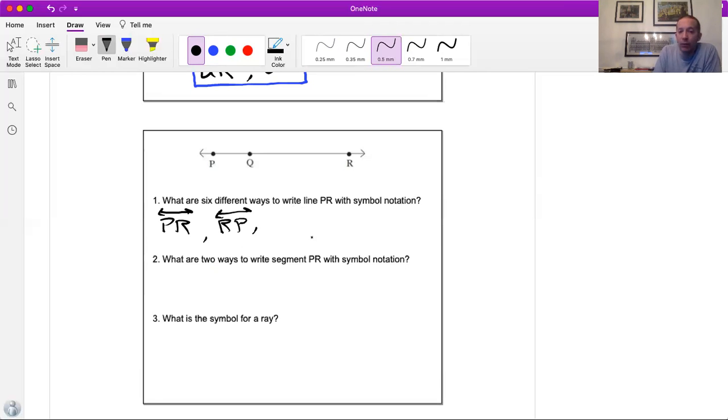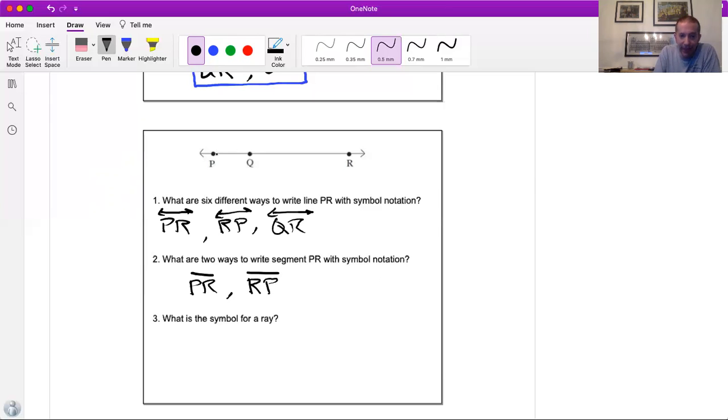I'm going to do one more of these and then I'm going to let you guys do the last 3. So PR is this whole line. What if I started at Q and went to R instead? You could call this line QR. So that's the third way. And there's at least 3 more ways to write it. 2 ways to write segment PR. Okay, so segment PR would be this. The other way to write segment PR is to write it as RP.